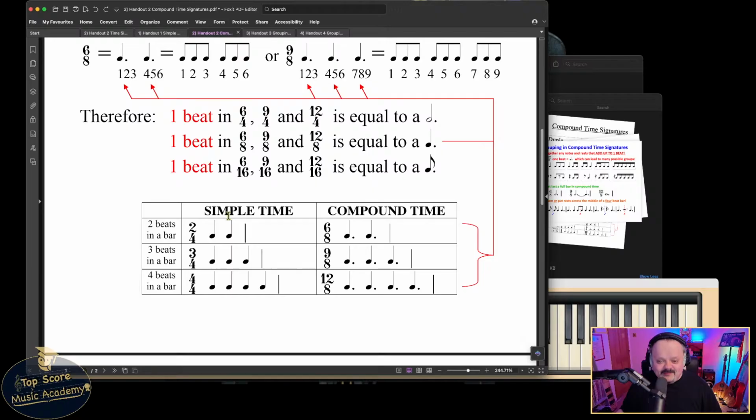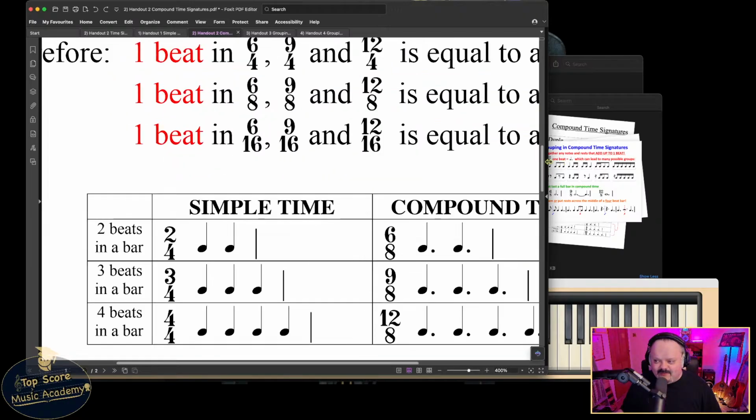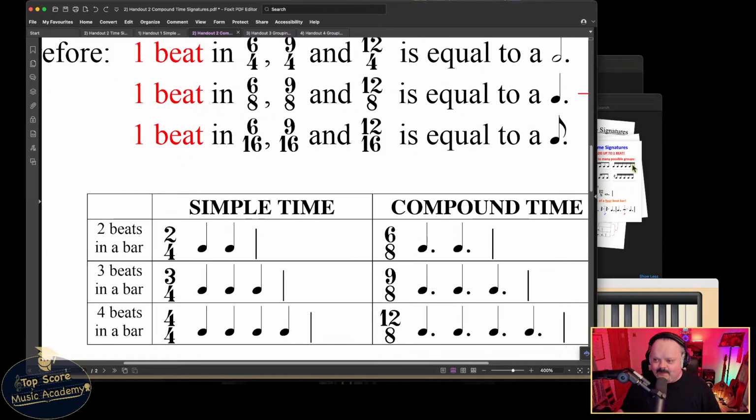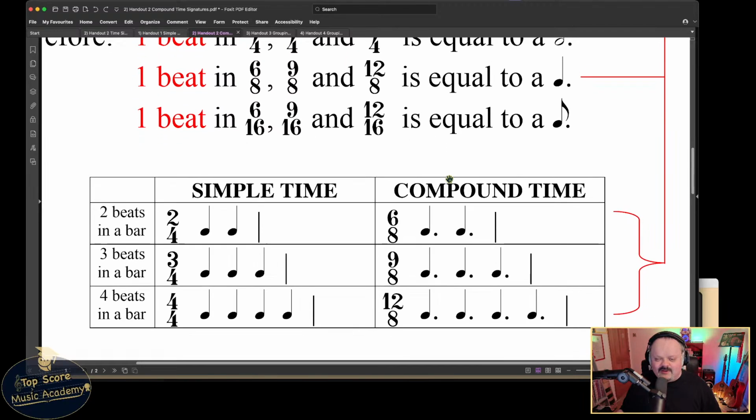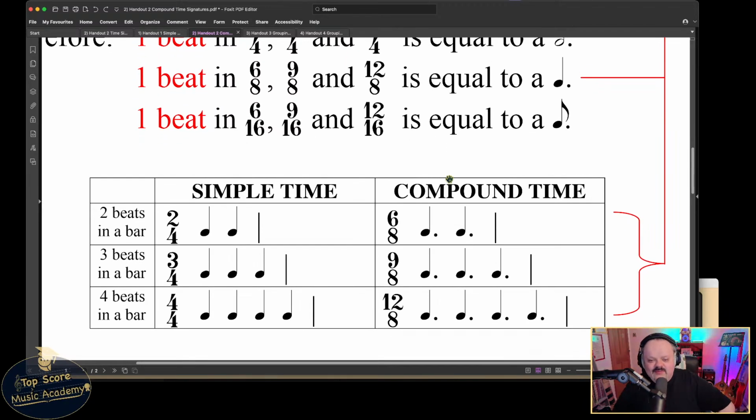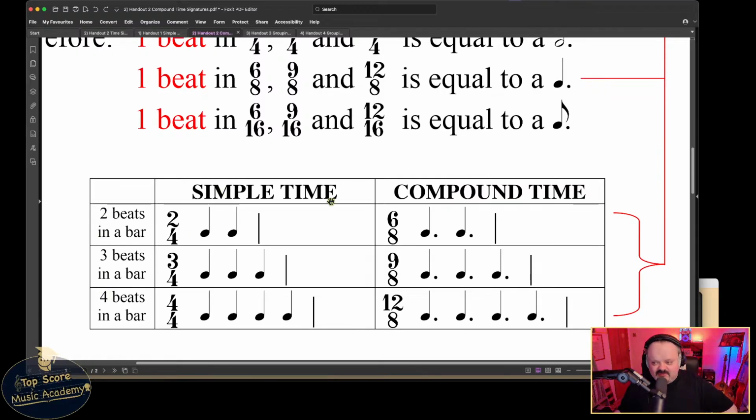Okay, so to summarize everything, it's a wee summary of all the simple and compound times that we looked at. Anything with 2, 3, or 4 beats in the bar, you can think of as duple, triple, and quadruple. So simple quadruple and compound quadruple. They're both quadruple. The only difference is you're changing the value of the beat. That's all. So 2/4 literally means as it looks.